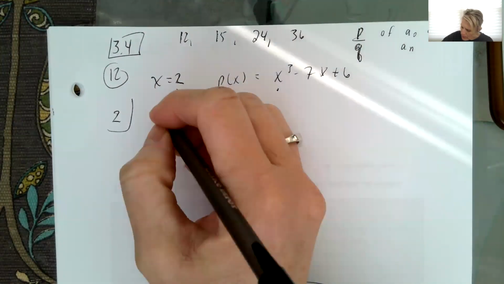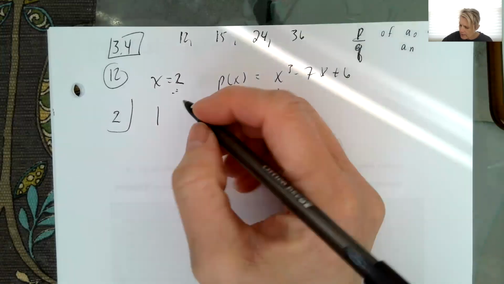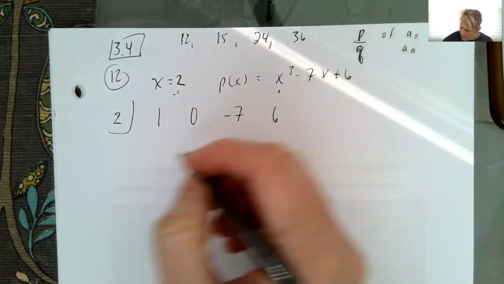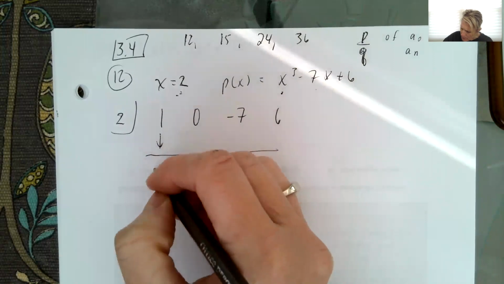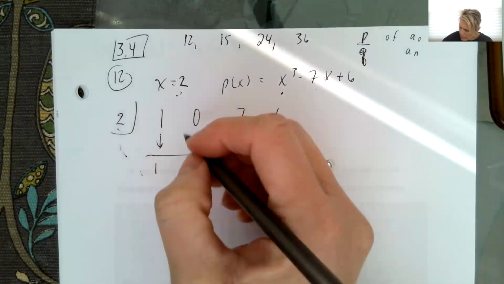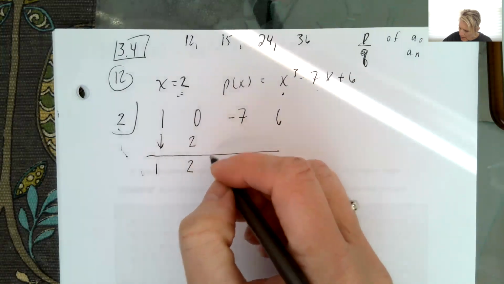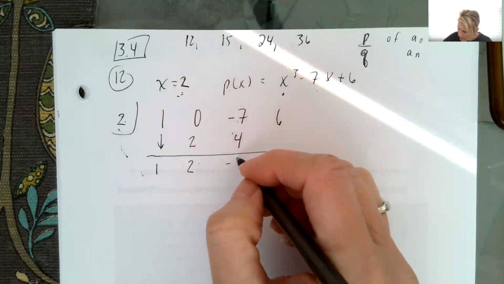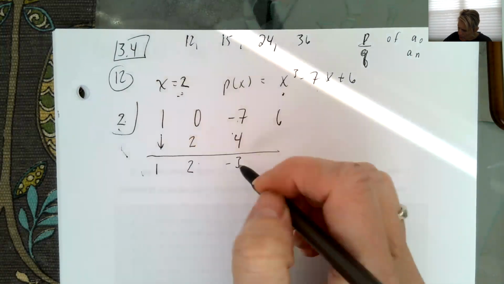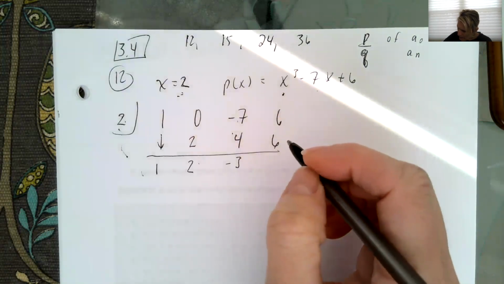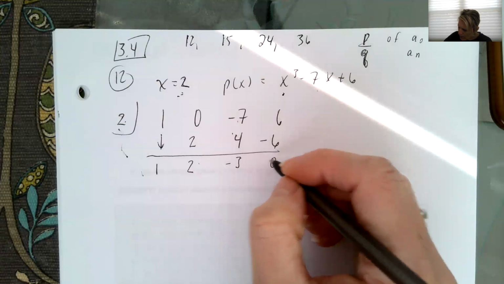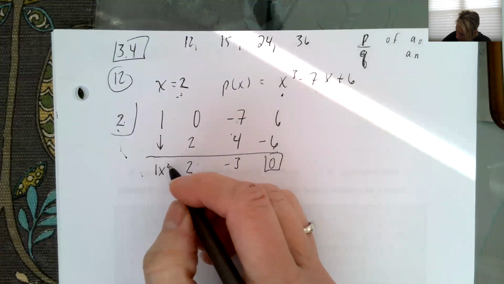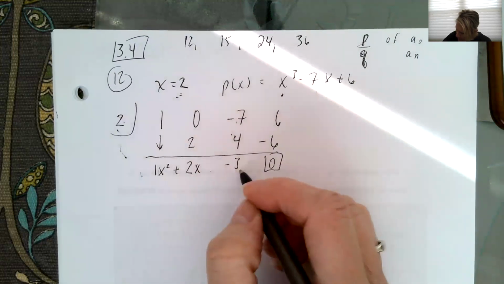So 1 is my coefficient on x cubed. I'm missing an x squared term. We have a -7 and then a 6. So I'm going to bring that 1 down. So 2 times 1 is 2. And add that. And then 2 times 2 is 4, and we get a -3, and then 2 times -3 is -6, and we get a remainder of 0. Okay. So this becomes x squared plus 2x minus 3.